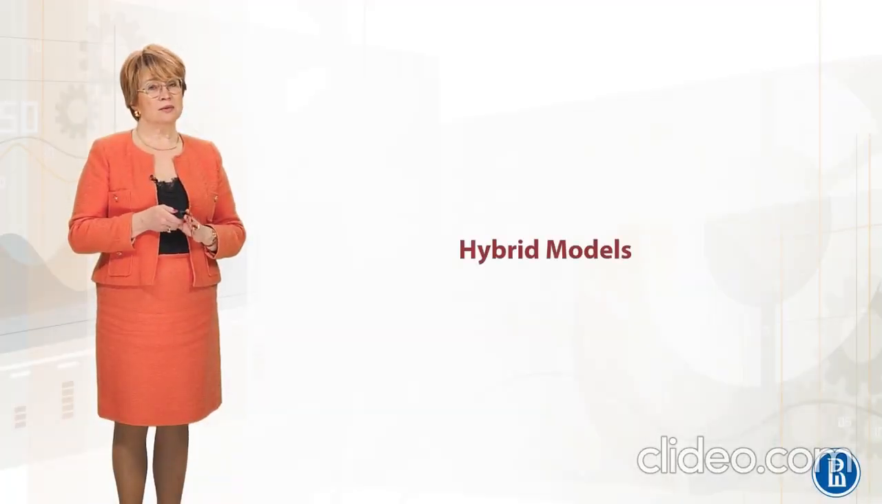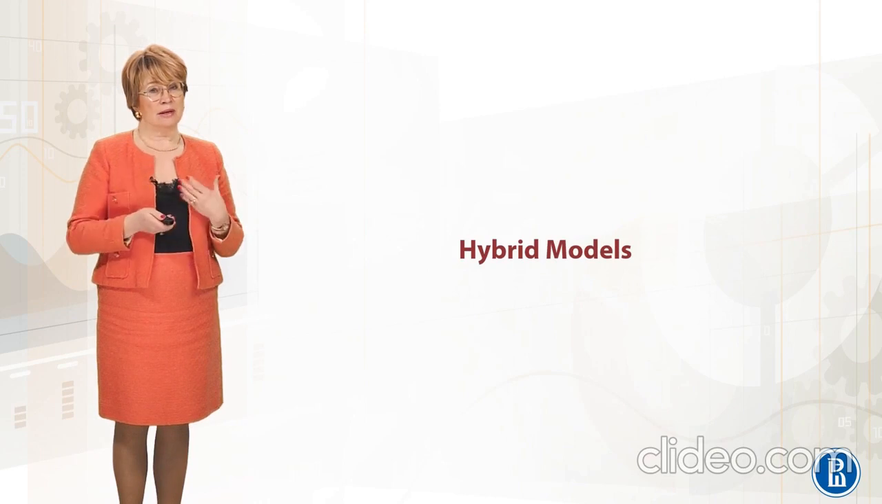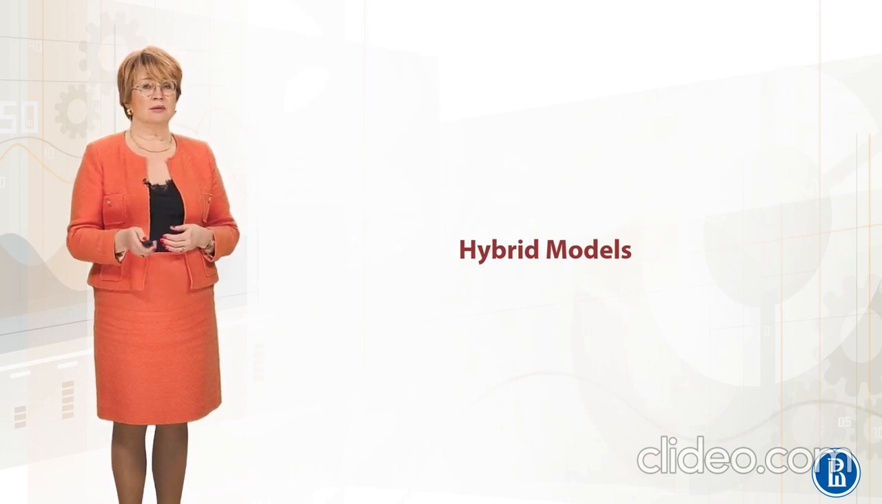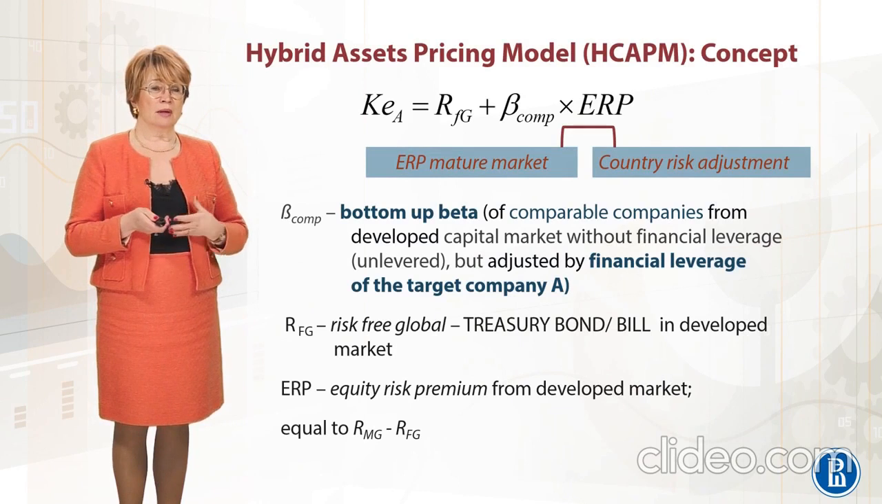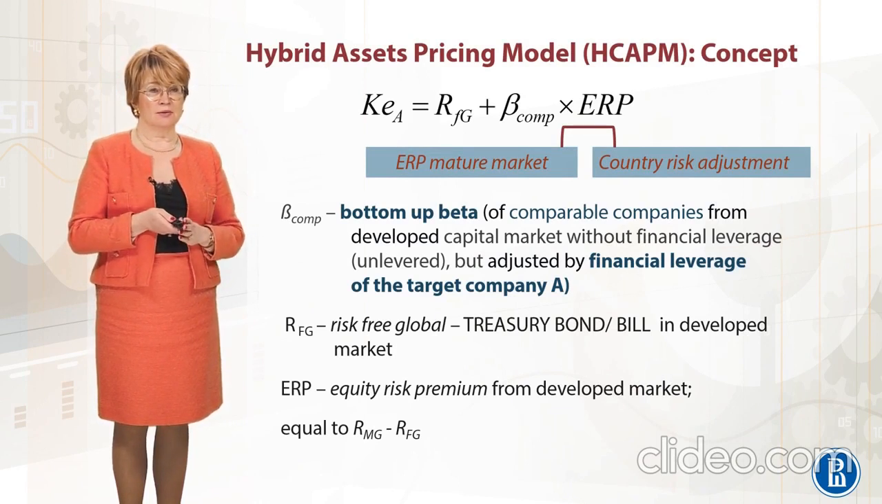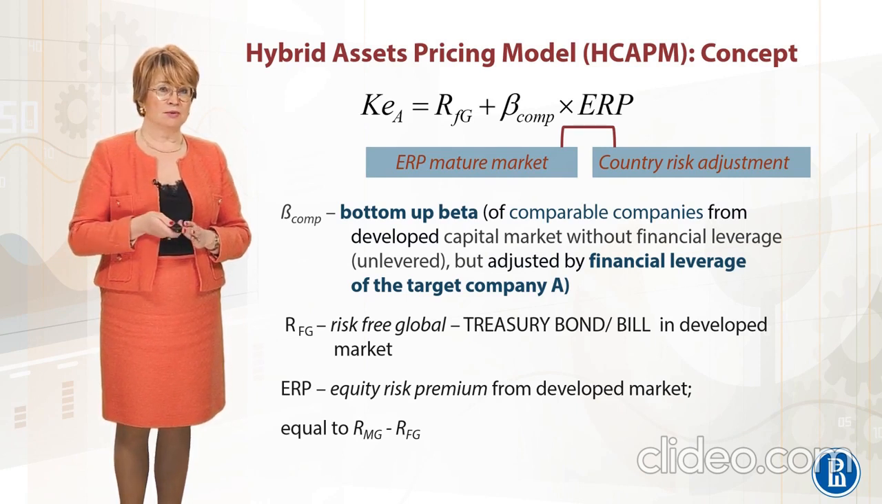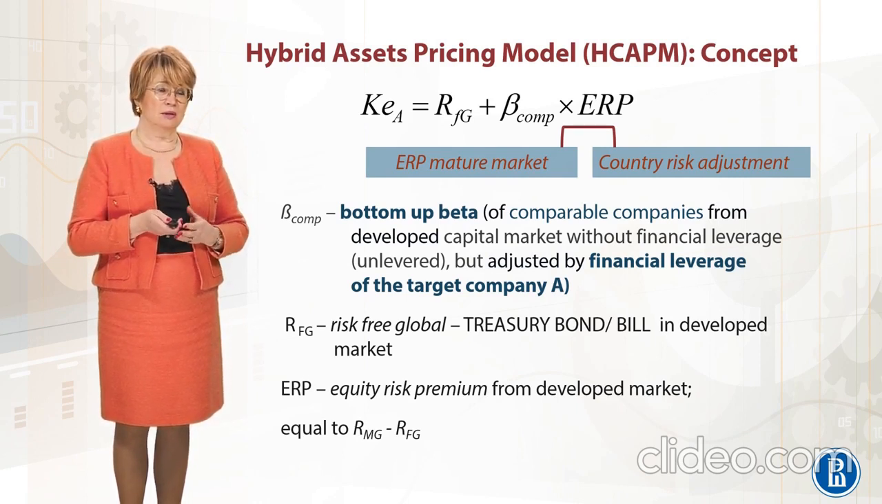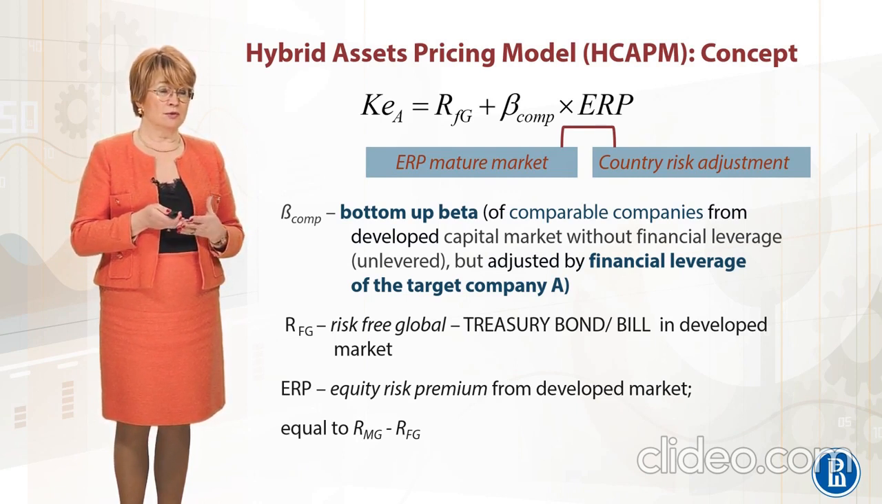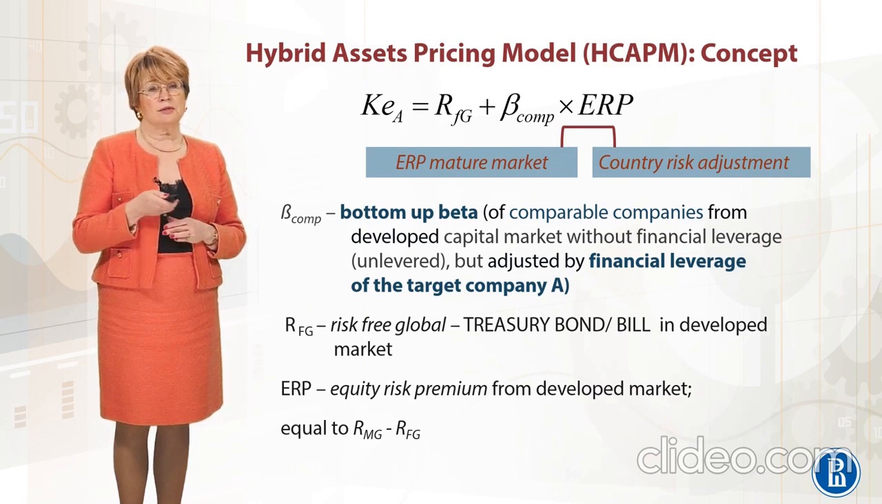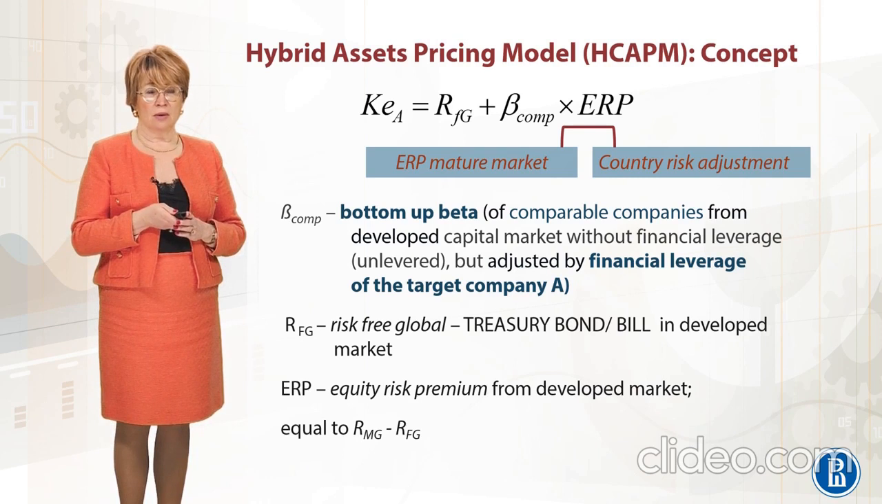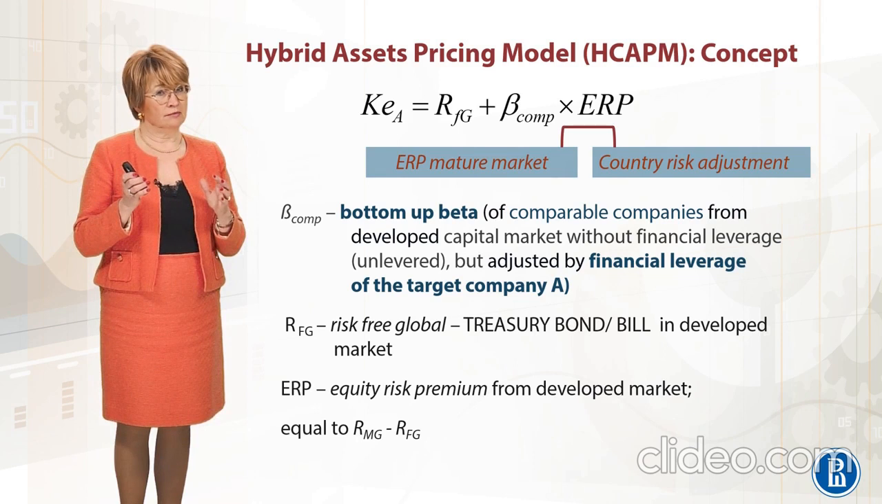Now we need to discuss the so-called hybrid models, which are like a mixture between the integrated and segmented markets and a compromise between different ideas and approaches. The conception of this hybrid asset pricing model is shown here on the slide. You see the standard equation which describes the cost of equity, or expected rate of return, for some company A stock. And of course, on the right side of the equation, we have two different terms.